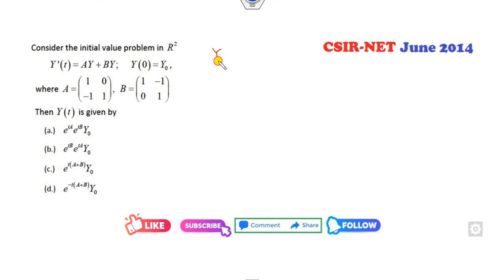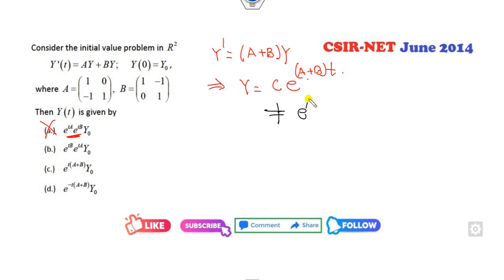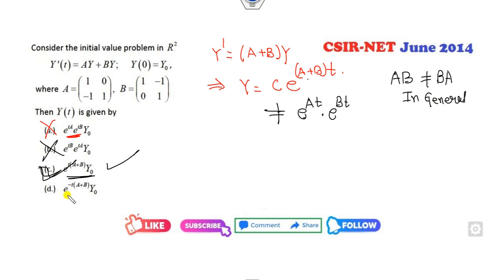Okay, again this is the differential equation a plus b of y. So I think there is no need to solve them. What is the solution of this problem? That is c times a plus b of t. That's over. So okay, this option is not true. Remember that you can't return this number as this into this. Fine. Because we all know AB is not equal to BA in general. So that means you can't separate them. This option is okay, correct option. This is a negative sign, this is a wrong option. So C is my correct answer of the problem.